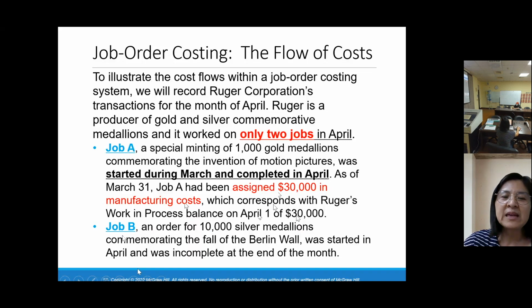Job B is an order for 10,000 silver medallions commemorating the fall of the Berlin Wall. This one started in April and was incomplete at the end of the month, so job B is not completed. You have to remember this information. Only 2 jobs, A and B. A is completed in April, but B is not, so it is still in work in process.